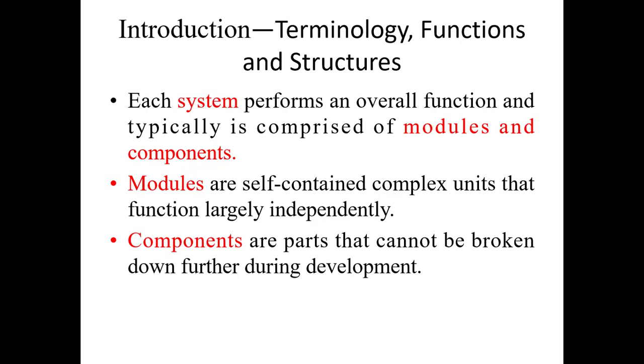What is a system? First of all, a system performs an overall function and is typically comprised of modules and components. System means we provide an input, it performs some operation, and provides an output. Inside the system, it is typically comprised of modules as well as components. By grouping different components, you can call it a module. Different modules placed together should be defined as a system.